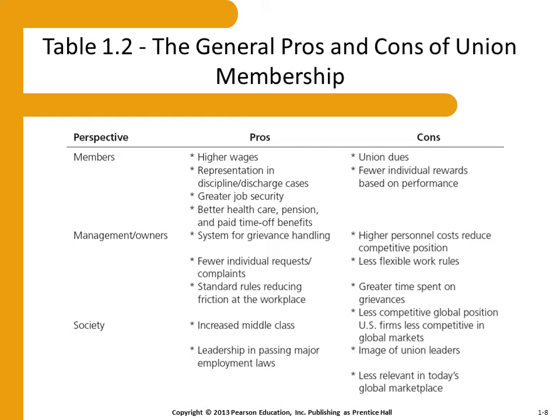So with respect to members, we can see there are pros that are related to higher wages, representation in discipline and discharge cases, greater job security, and better health care, pension, and paid time off benefits. And we see this, for example, with respect to higher wages. The average 2010 union hourly wage was $22.75, or 19% more than the average non-union wage of $19.04 an hour. However, even greater is the difference in benefits between union workers at $13.88 an hour and non-union workers at $7.33 an hour. And we'll talk about this a little later.